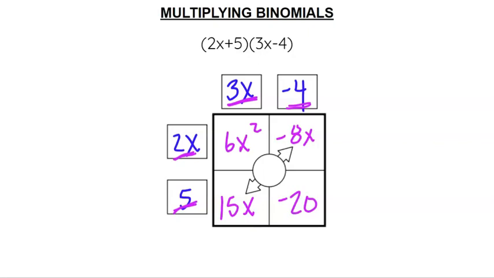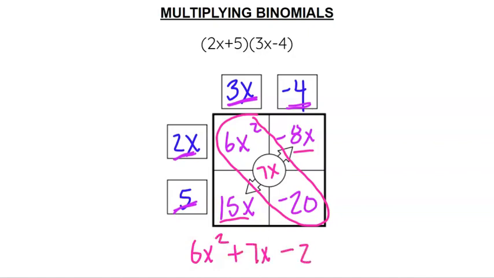And then we are going to combine our like terms. 15x and negative 8x is 7x. And then we write out our trinomial. We have 6x squared plus 7x minus 20.